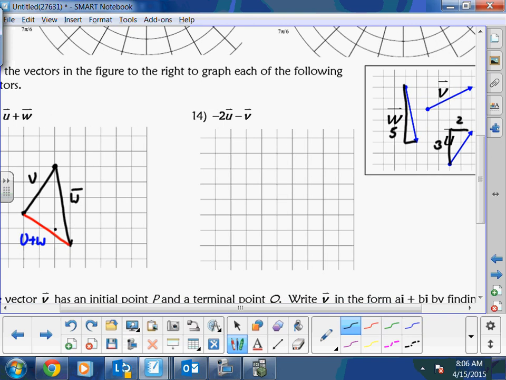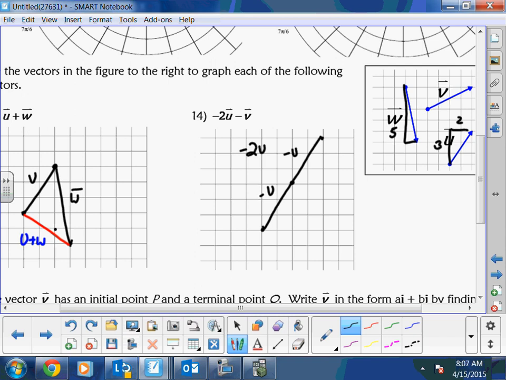Now, this one shows you it wants negative u. First of all, we're going to do two things here. We're going to draw u, but instead of drawing it up 3 over 2, I'm going to do it the other way. So I'm going to draw down 3 over 2. So what is this technically? Negative u. I want two of them. So I'm going to draw down 3 over 2 again, starting at the end of the other one. And here you go. Here's negative u. So now I have two negative u's. This is, in essence, two negative u, that whole line.